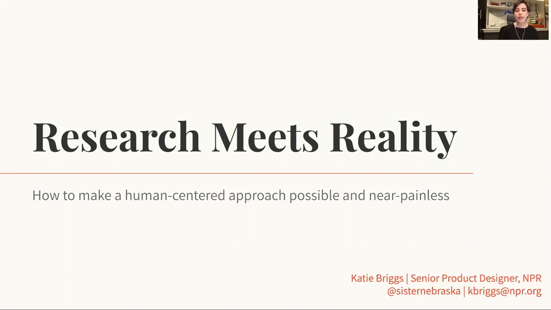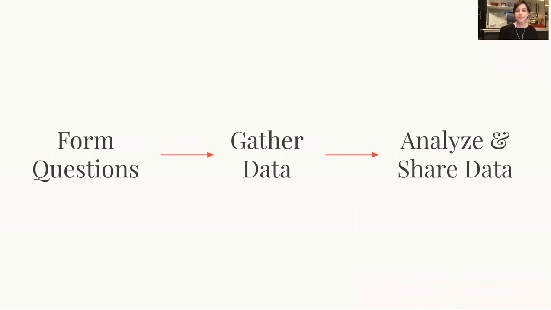For the next 30 minutes, we're going to be discussing how you can take the idea of user research and actually apply it to your projects, especially if there are obstacles that have prevented you from doing so in the past. And so, what does it mean when we talk about research? There are lots of methodologies and approaches that can fall under the category of research, but ultimately they all hinge on three key activities: forming questions, gathering data, and analyzing and sharing what you found.